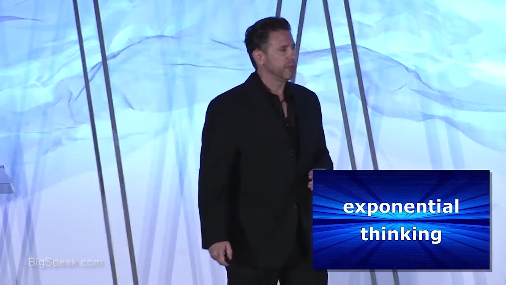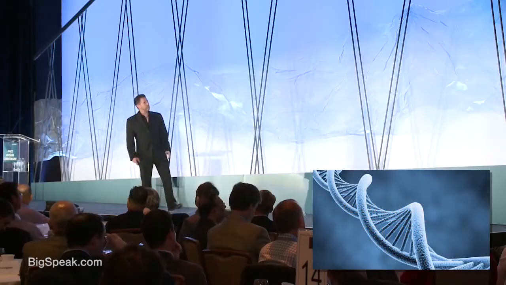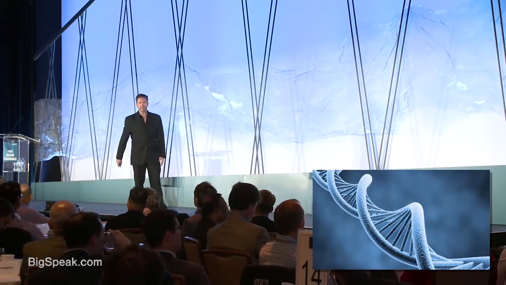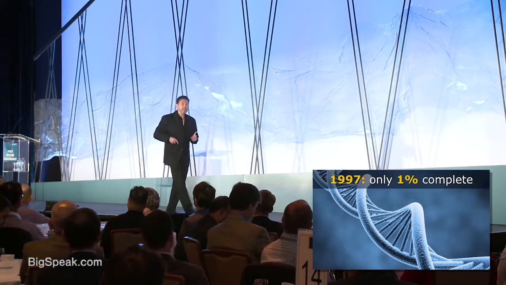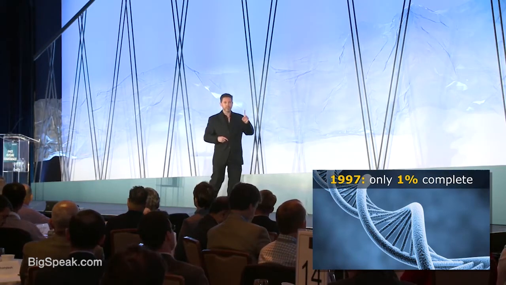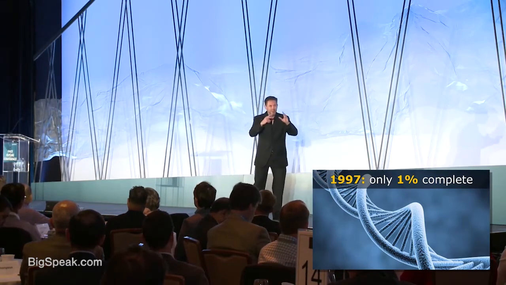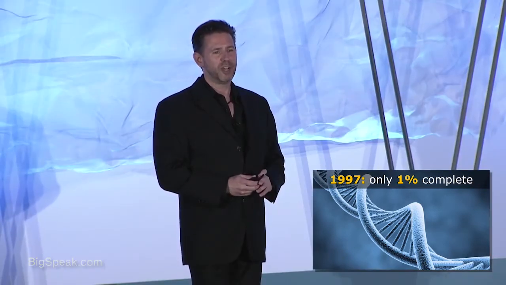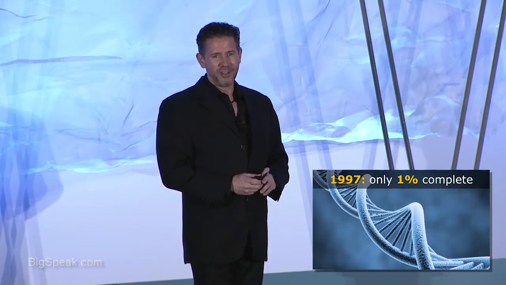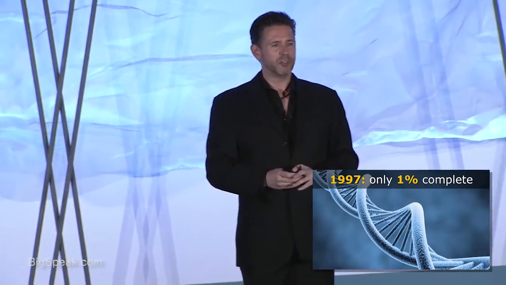There are a lot of examples of this. One you've probably heard of is the Human Genome Project. It was started in 1990, and in 1997 it was 1% complete. All the pundits, all the doctors and scientists involved, were saying, oh my gosh, we're going to need 700 years to finish this. It took 7 years to get to 1%, so we'll need another 700 years to get to the end. But that's not what happened, is it?